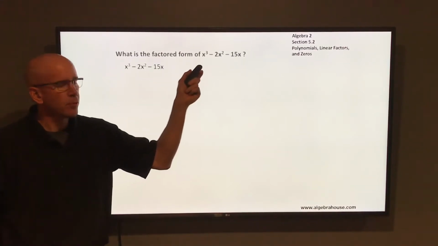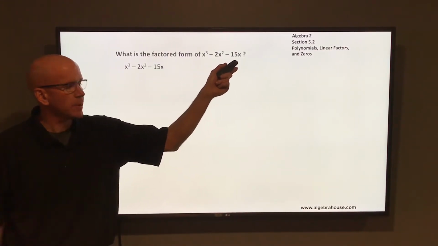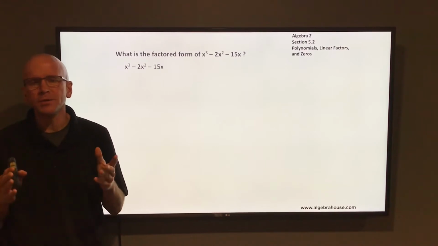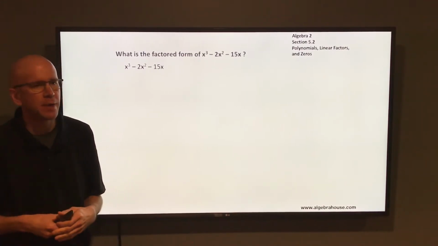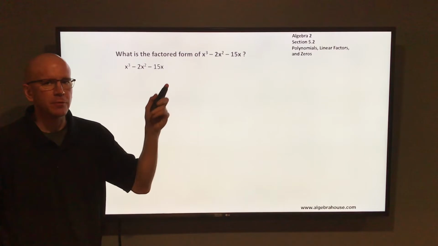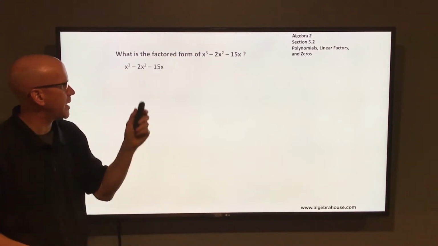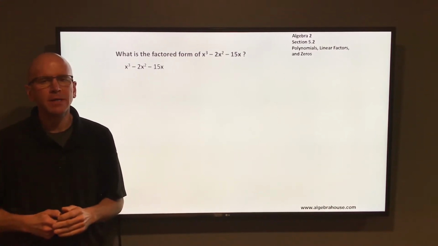What is the factored form of x to the third minus 2x squared minus 15x? Always look for a common factor that you can factor out. X would be a common factor to those three terms. So if you factor an x out, divide each term by x, and that's what will go in parentheses.